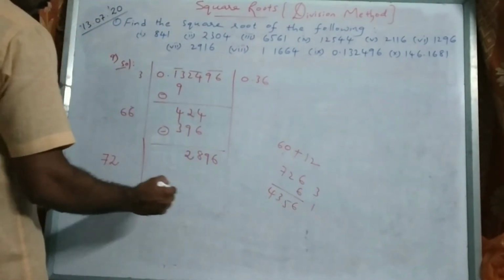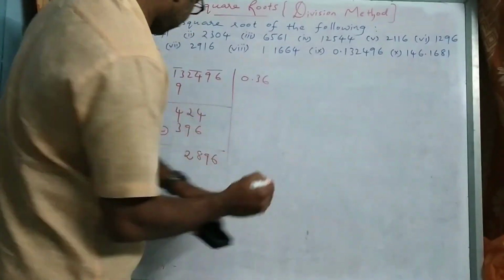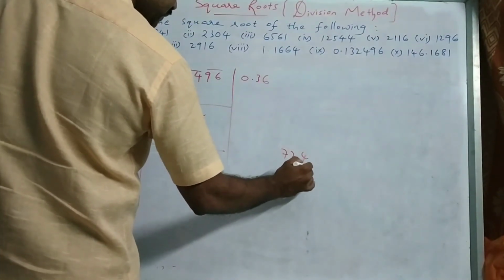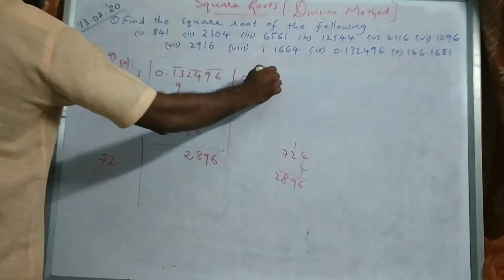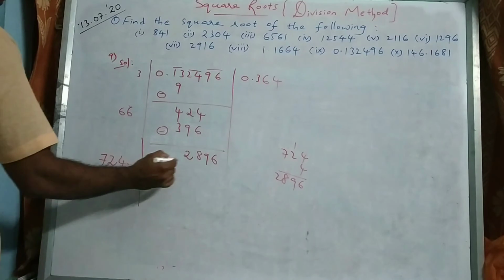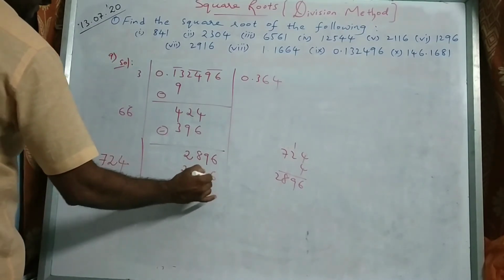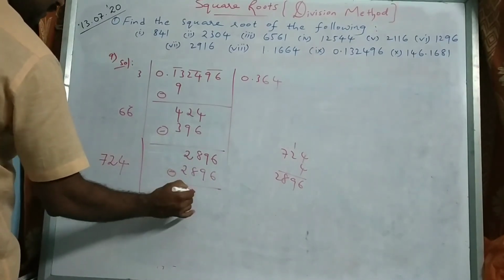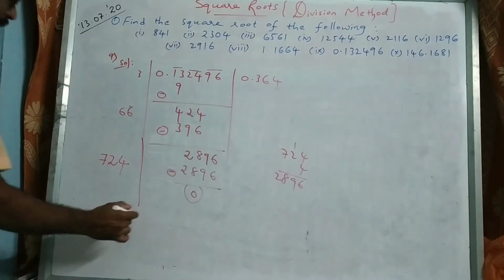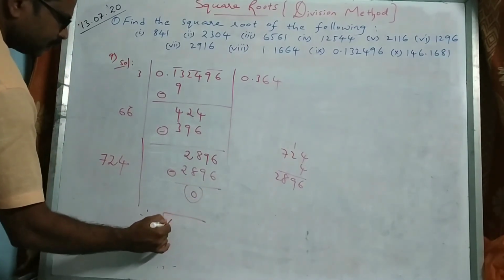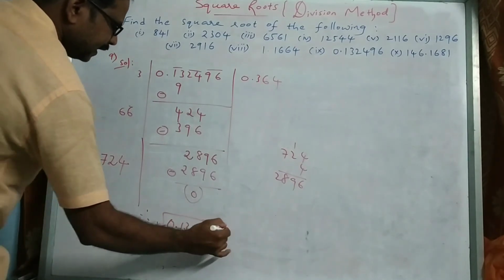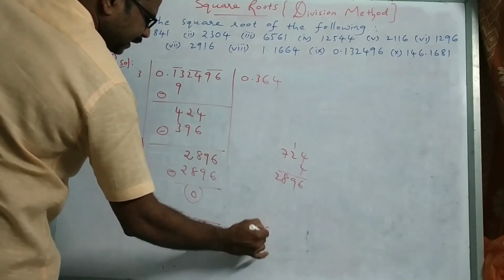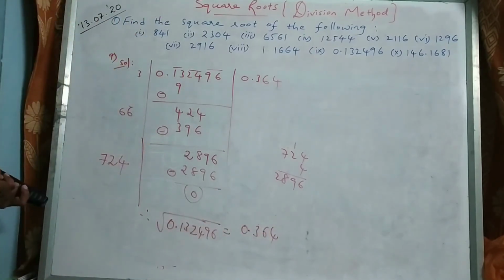If I write 726, 6 6s, you see, it is more. So 72 fours, we will see. Yes, so 4 is enough here. So what is the answer? 2896. Remainder is 0. So therefore the square root of 0.132496 is 0.364. That is the procedure.